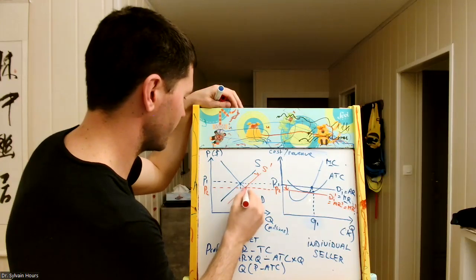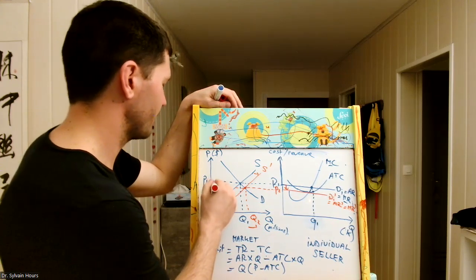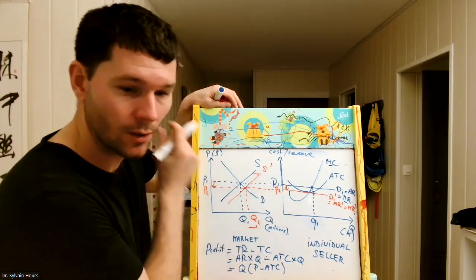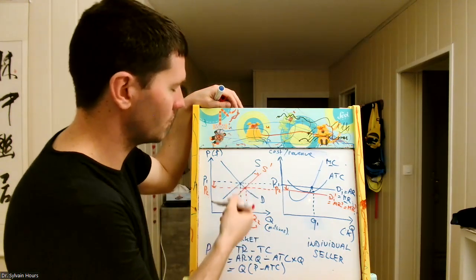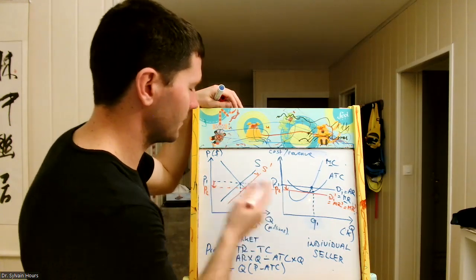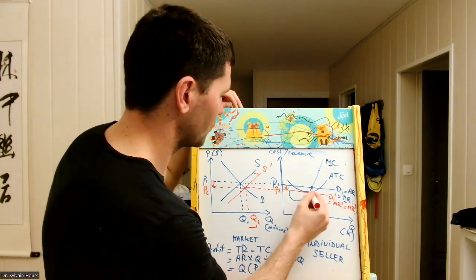So firms enter the market, and we have, of course, a new quantity that is higher. So firms enter the market, they are attracted by this abnormal profit. This decreases the equilibrium price, and this entry process stops when the price reaches the minimum of the average total cost.